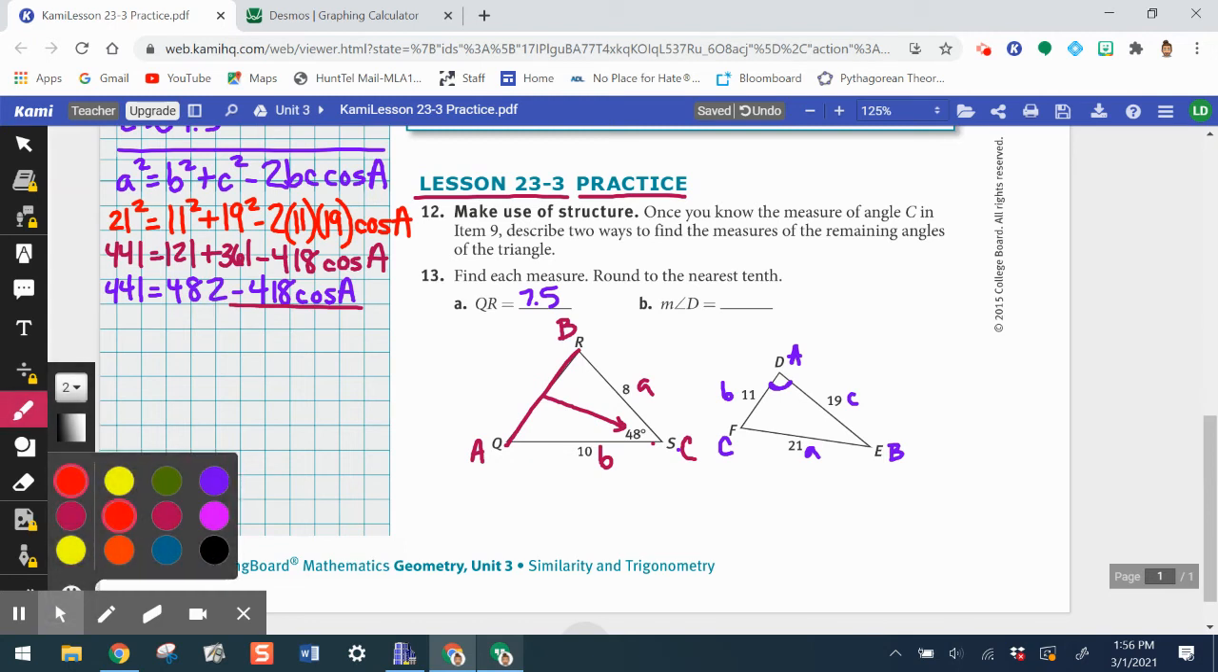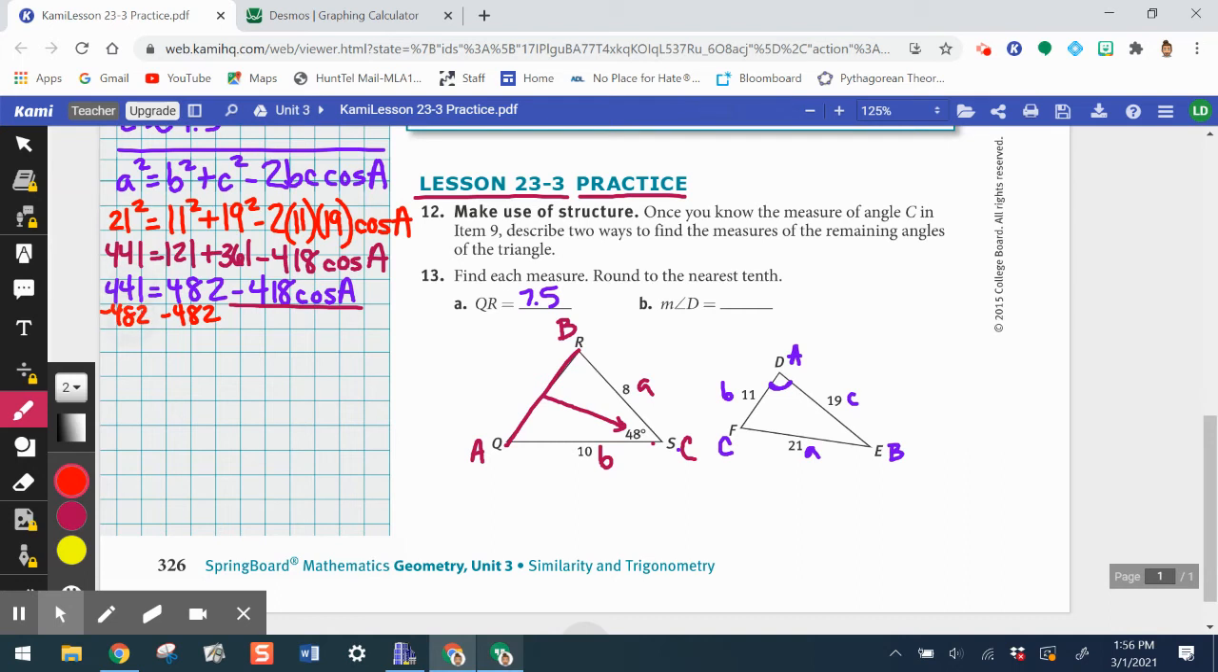That's our first goal. So we have this 482 that's causing a problem. Well, that is technically a positive 482 trying to add to this, although I know you see the subtraction sign, it's technically a positive 482. So we're going to subtract 482 from both sides. And yes, we'll get a negative answer over here. So we get negative 41 equal to, of course, this will cancel out. I'll go and show that. Negative 418 times the cosine of A.